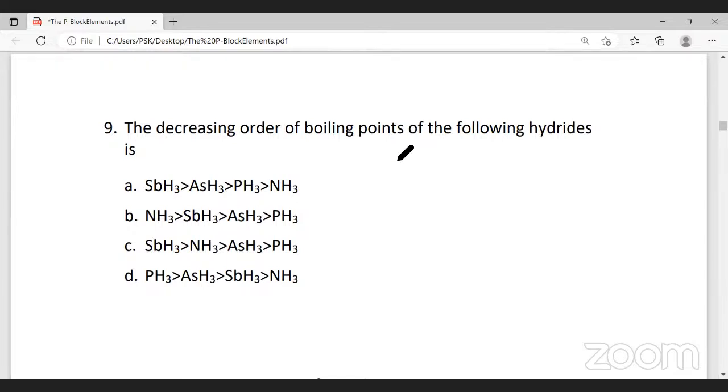We know that in the nitrogen family, we have nitrogen, phosphorus, arsenic, antimony, and bismuth. The hydrides of nitrogen is ammonia, phosphorus is PH3, arsenic is AsH3, and for antimony it's SbH3. The question is the decreasing order of their boiling point, that is from the highest to the lowest. Now, ammonia has an abnormally high boiling point. We should know that as the molecular mass increases, the boiling point increases.